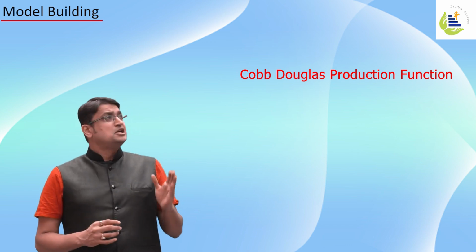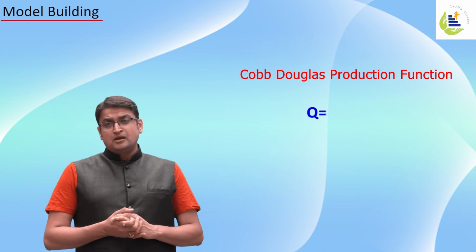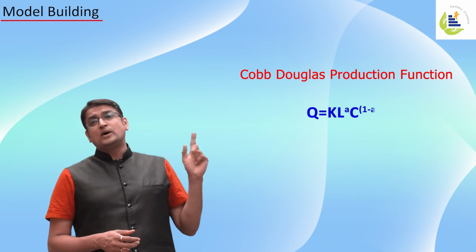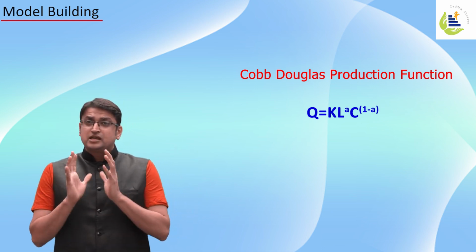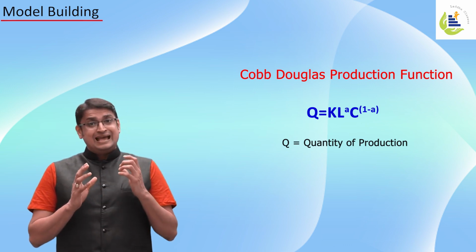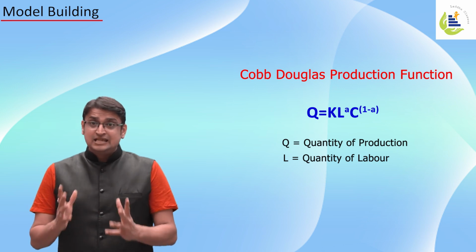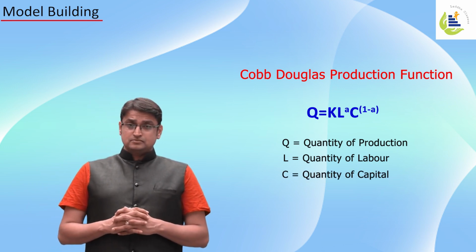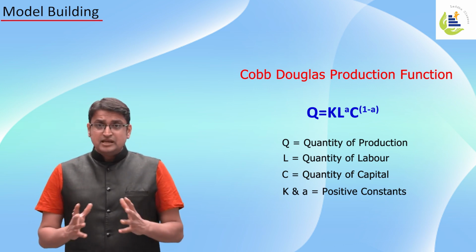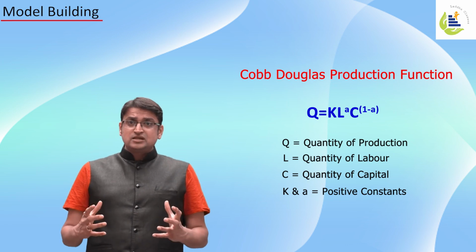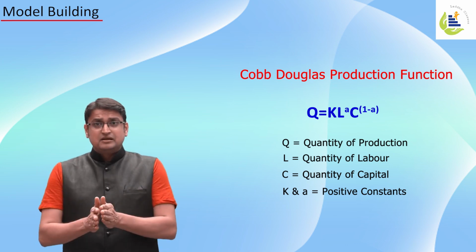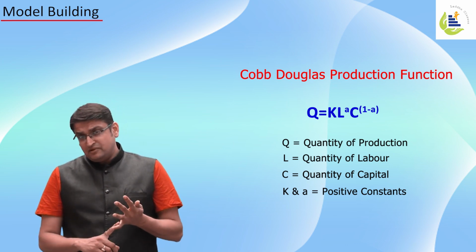The function says Q equals K into L raised to A into C raised to 1 minus A, where Q is the quantity produced, how much the producer should produce. L is the labor force he has. C is the capital he can invest. K and A are the constants. So with this economic model, what a producer can do is identify what kind of production I can make with available labor force and capital.